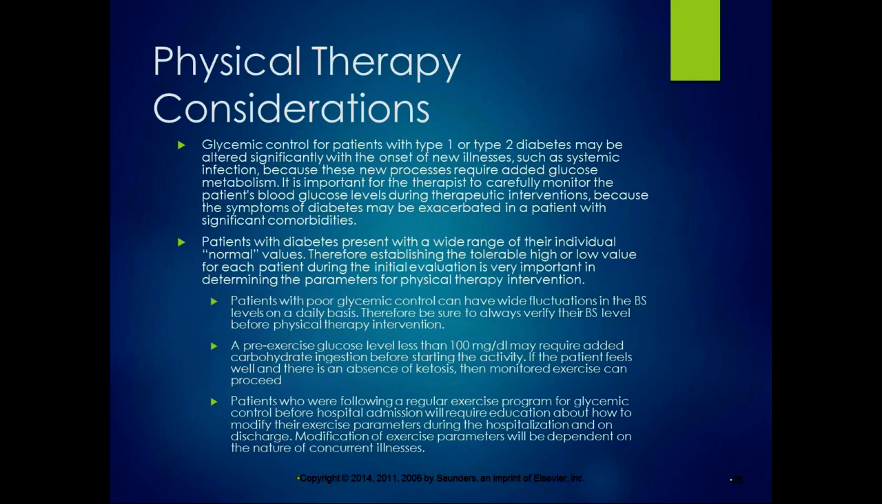So it's really important to always verify their blood sugar level before they do physical therapy. So if you have someone in an inpatient setting, you can coordinate with nursing to get that done. If you're in an outpatient setting, you can talk to the patient about checking their blood sugar level before they come in. So a pre-exercise glucose level less than 100 milligrams per deciliter may require added carbohydrate ingestion before starting the activity. If the patient feels well and there is an absence of ketosis, which can be tested with little urine strips, then monitored exercise can proceed.